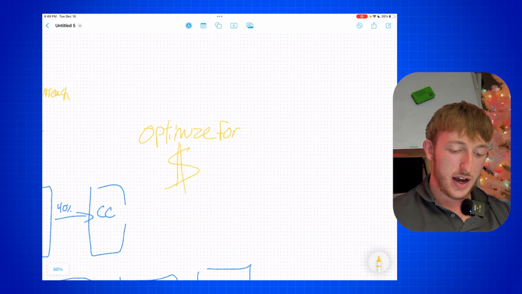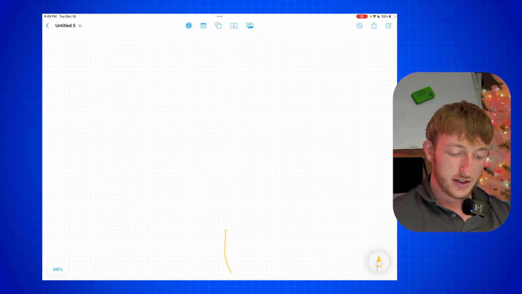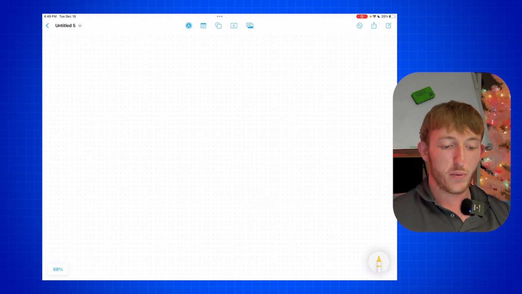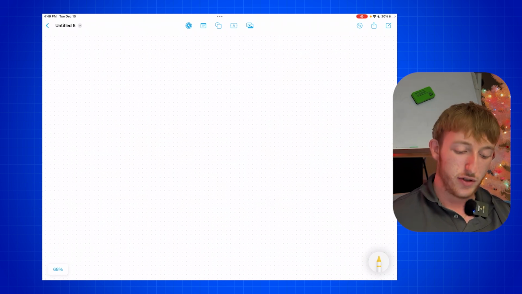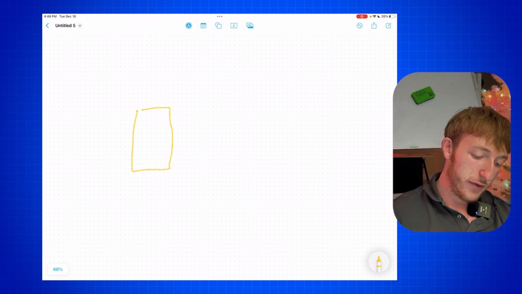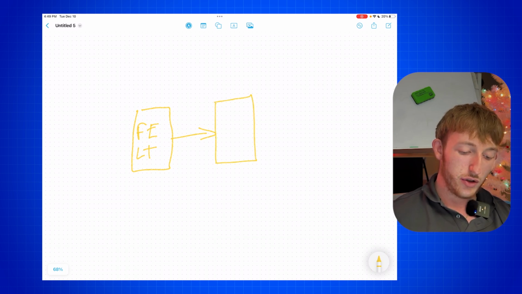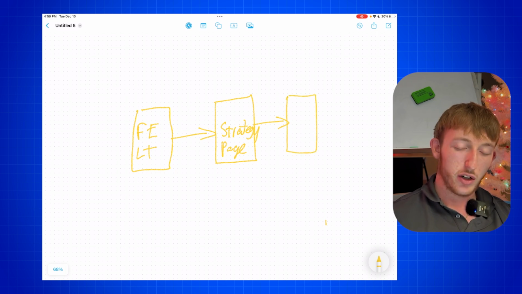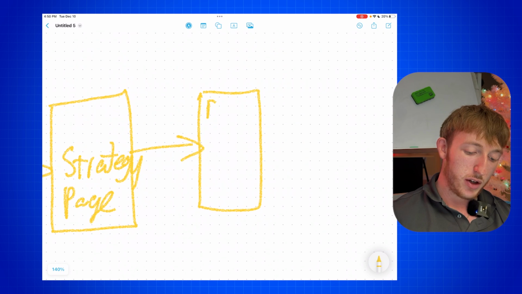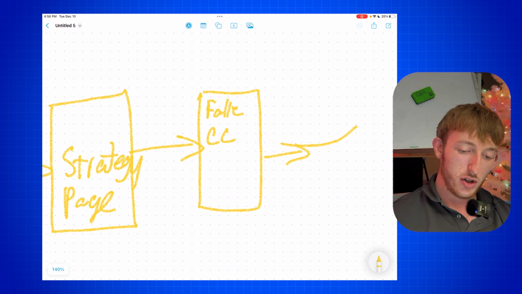Because a lot of people will do what's called a low ticket ascension funnel, right? I like the low ticket ascension. It doesn't fill the purpose that we're using as much, but a good example of that would be basically a front end low ticket offer. And then from that, we're going to push people over here to a strategy page, right? And then from the strategy page, we're going to push them over here. And this strategy page is basically to get them to book in a call. This is going to be what we call a fake call confirmation, and then our real call confirmation, right?